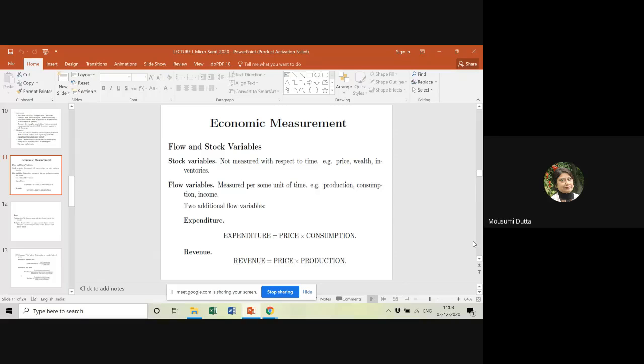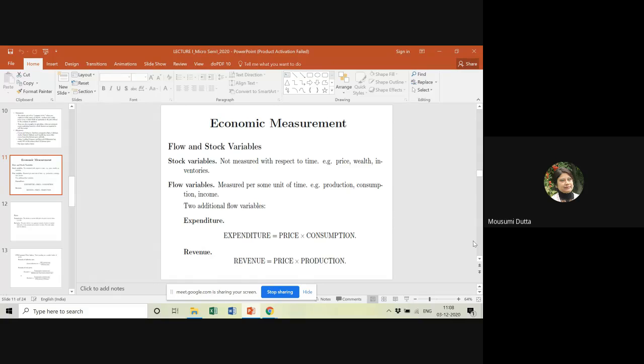There are two additional very important flow variables in economics. Number one, expenditure, and number two, revenue. Expenditure is the variable which generally comes from the demander side, from the consumer side, which is price into quantity, price into consumption, total volume you are consuming. So it is the expenditure.